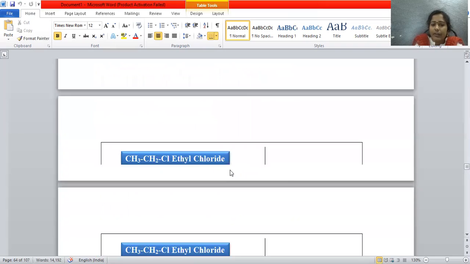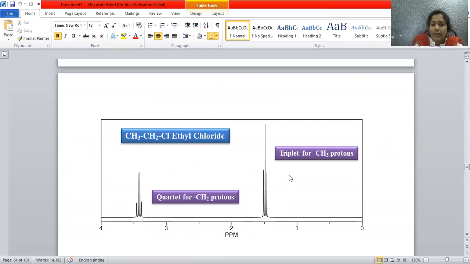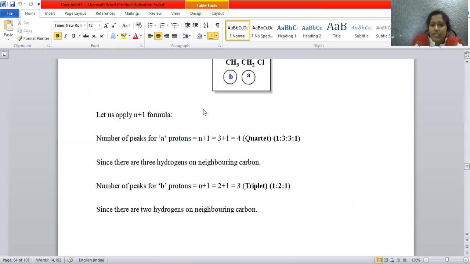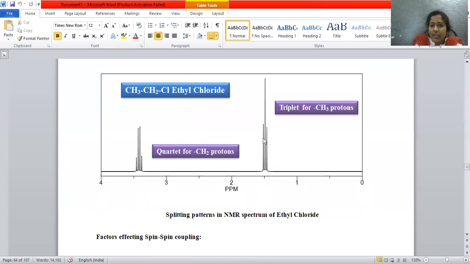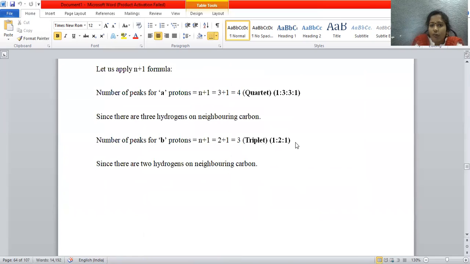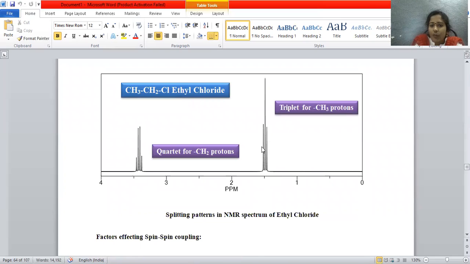So here is the spectrum given for ethyl chloride. You can observe a triplet. Here, the triplet is given for the B set of protons, that is CH3. Here you can see the 1, 2, 3 triplet in the intensity ratio of 1:2:1.